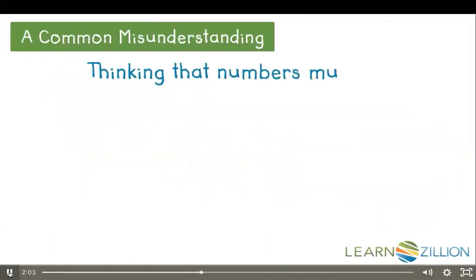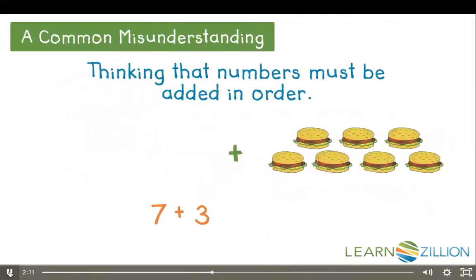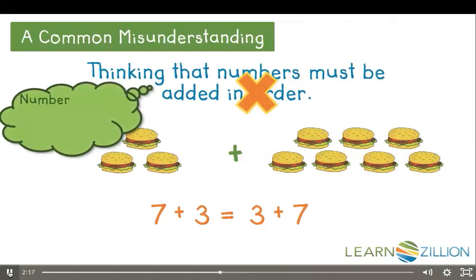A common misunderstanding that many students have is thinking that numbers must be added in order. 7 plus 3 is the same as 3 plus 7. Numbers can be added in any order to get the same sum.